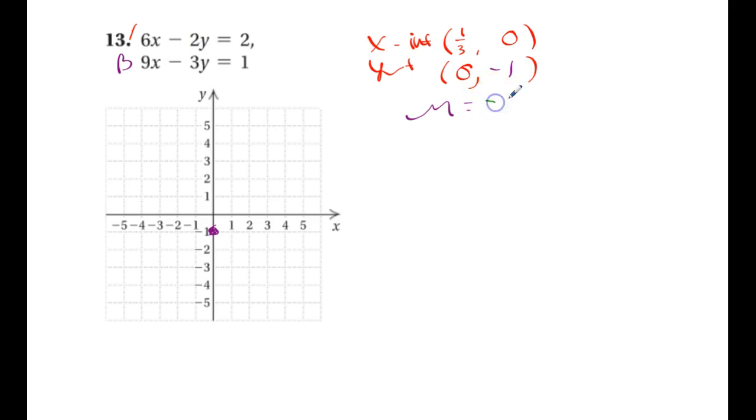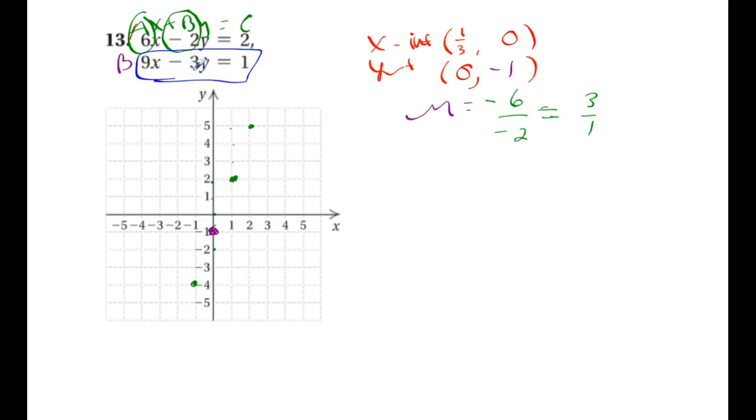I'll do the opposite of the a term over the b term. Remember, this is in the form ax plus by is equal to c. So the a term is 6 and the b term is negative 2. And that gives me a slope of 3 or positive 3 over positive 1. So that means rise 3 and run 1. Rise 3 and run 1. And I'll fill up the graph. Instead of going up and to the right, you go down and to the left. So I'm looking for any one of those points for line B.